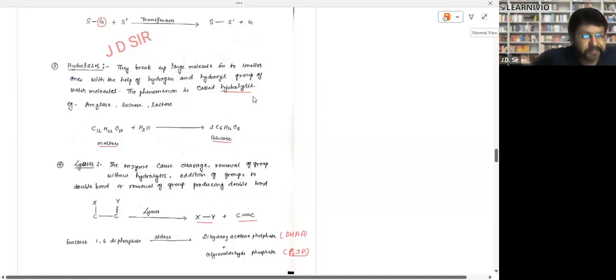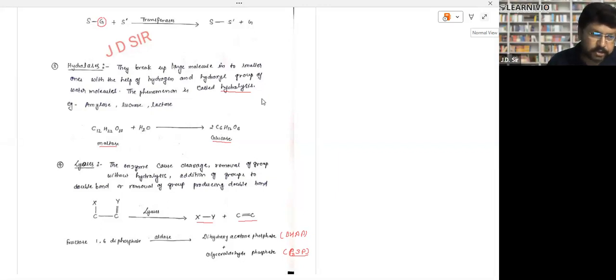Try to understand. They break up the large molecule into smaller ones. This is the function of hydrolysis, with the help of the hydrogen and hydroxyl group of the water molecule, right? Look, H2O is a combination of two things: hydrogen group plus hydroxyl group, right? So hydrogen is present, and the hydroxyl group. With the help of these two functional groups, they break down a larger molecule into smaller ones.